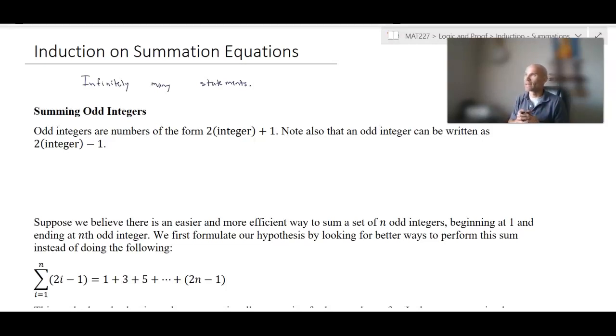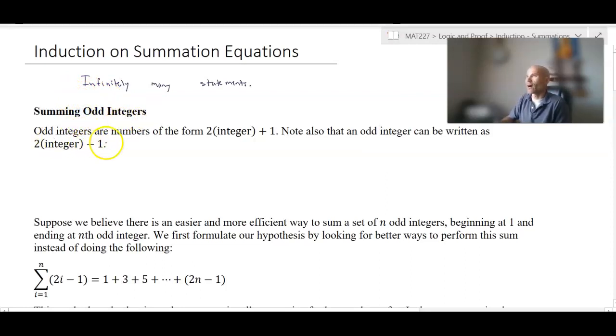And we're going to look at summation equations, which are cool and also very useful, especially in programming when you're doing loops or you're counting the complexity of an algorithm. We need to do a lot of counting, and it's helpful to have summation formulas. So as our first example, let's say that we want to add up odd integers.